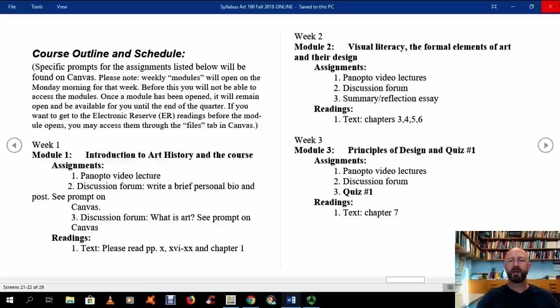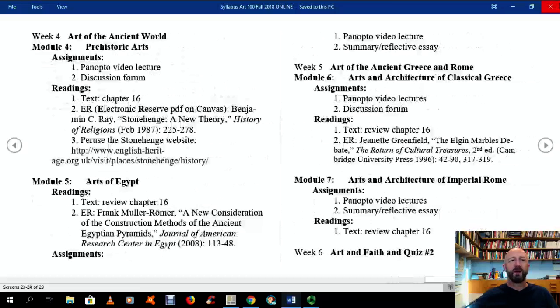And then week number 3, you'll notice here, we go on to the final major early chapter of the text, and you will have a quiz due at the end of week number 3. Once we get past week number 3, which is an introduction to visual literacy and the key terminology, we start a long series of modules that are devoted to different periods of world art. And we do that for the rest of the quarter.